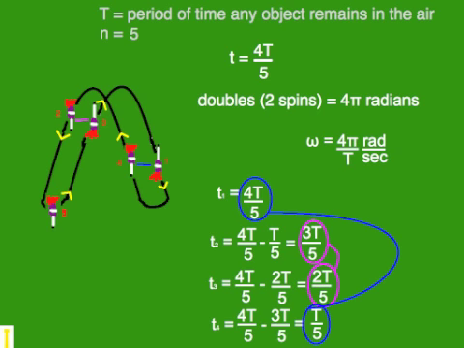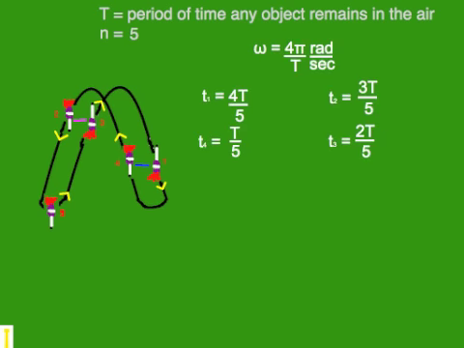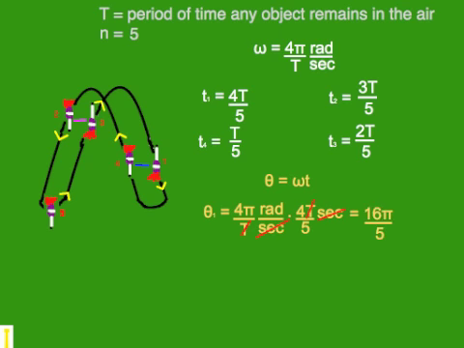Let us compare the respective angles that result. We know that T1 corresponds with T4 and T2 corresponds with T3. And we also know that the angle swept out by an object spinning at constant angular velocity is given by the equation theta equals omega t. To find the angle displacement of the first torch, we plug in 4 pi over capital T for omega and 4T over 5 for time.